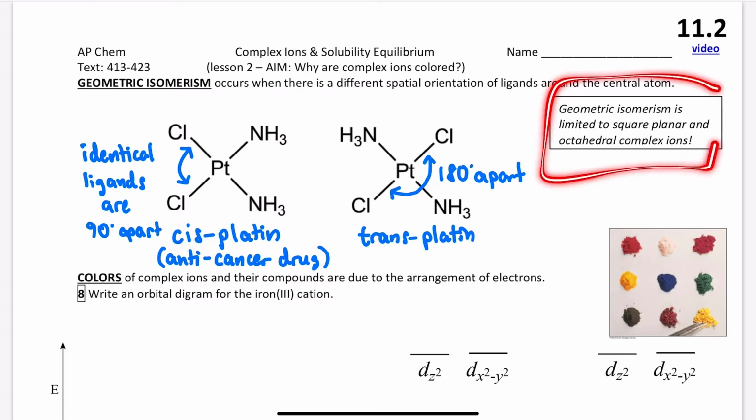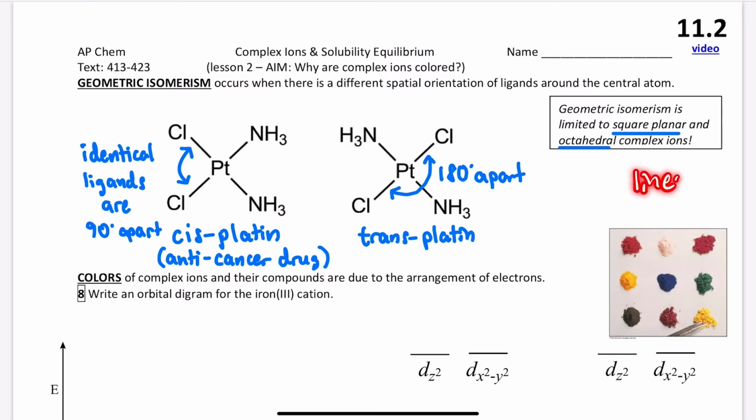And it's highlighted over here, but make a note for yourself. This only applies to square planar and octahedral complexes. We do not see geometric isomerism with linear or tetrahedral complexes. That does not occur, but you do see it for square planars and octahedrals.